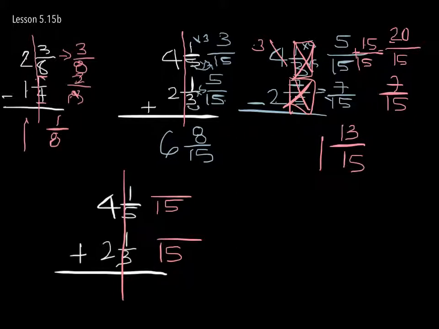Okay. Now what did I do to 3 to get to 15? I multiplied it by 5. Whatever I do to the bottom, I do to the top. And what I do to 5 to get to 15, I multiplied it by 3. Whatever I do to the bottom, I do to the top. And that's going to be 3. Now that I have that, I am ready to add because I have the same denominator. 3 plus 5 is 8 all over 15. And then I can add 4 plus 2, which is going to give me 6 and 8/15.